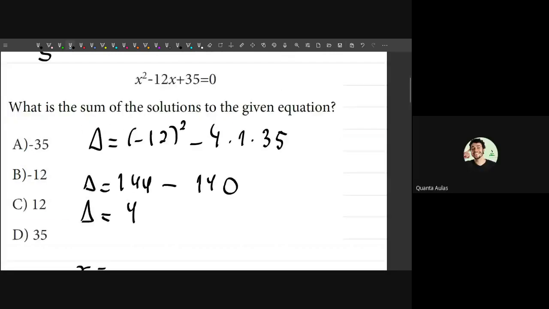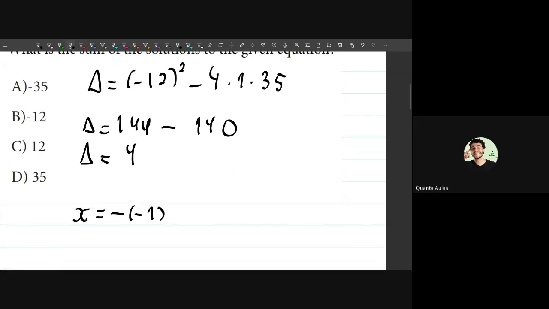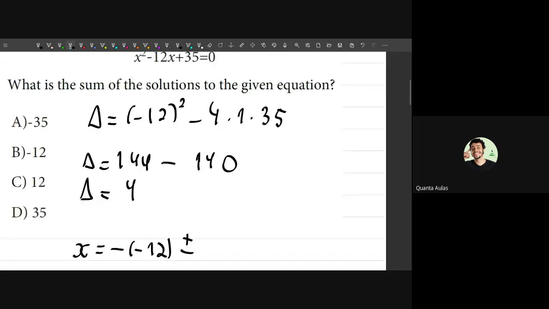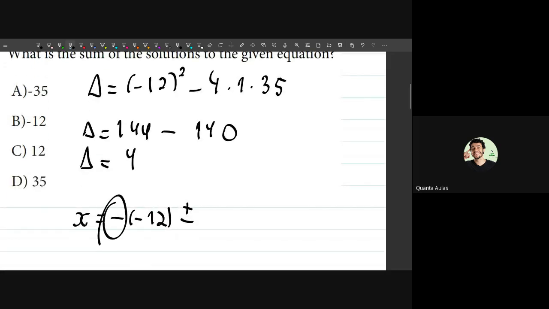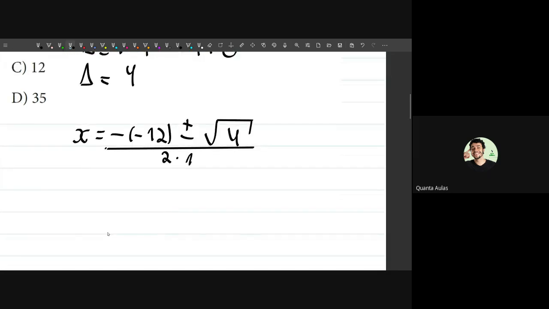So we have minus B, minus 12. Because this minus is a sign of the formula, okay? Here we have 4 and 2 times 4 times 1. So we have 12 minus, plus 2 divided by 2. So you have 2 answers.